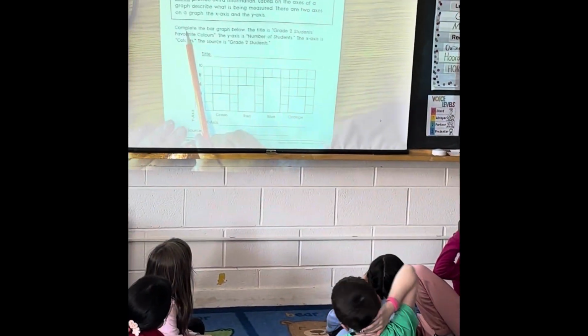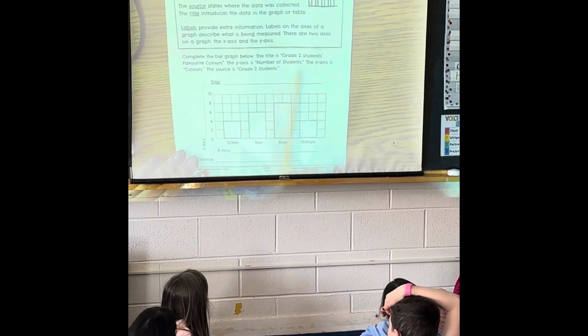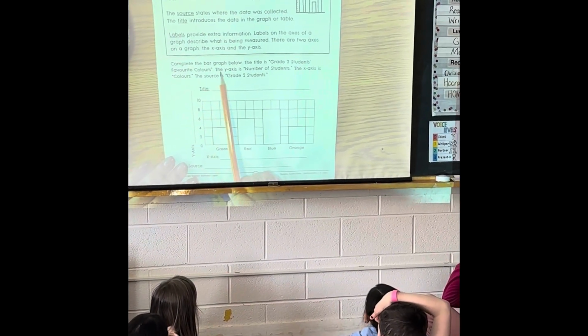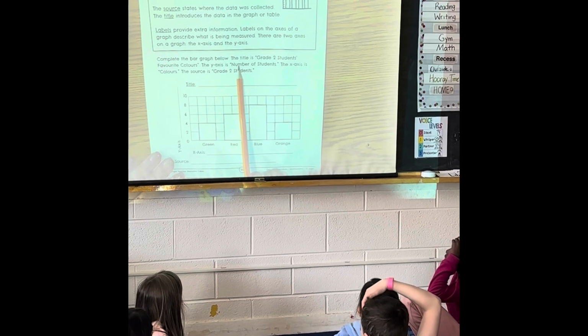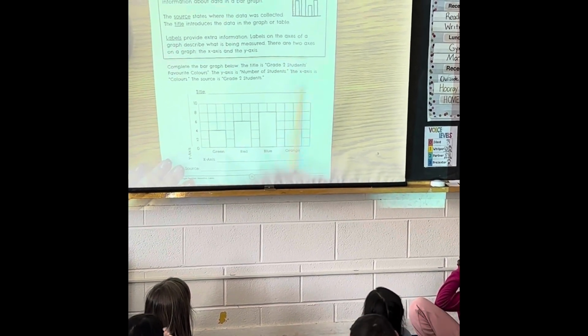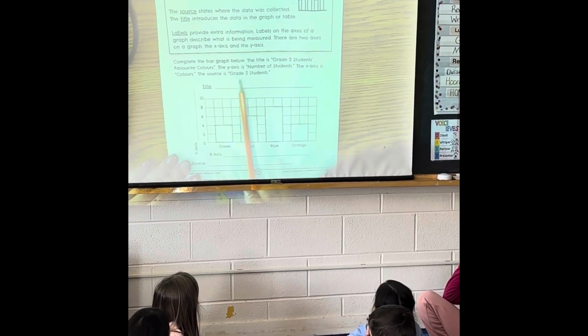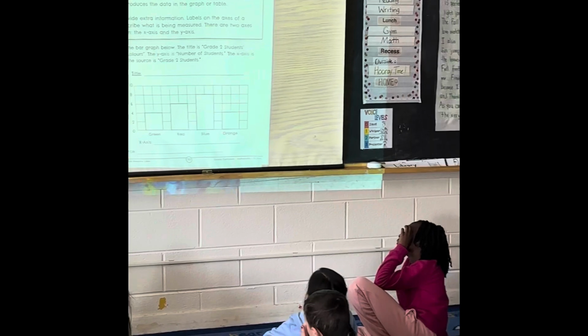Clara. Complete the bar graph below. The title is Grade 2 Students' Favorite Colors. The y-axis is number of students. The x-axis is colors. The source is Grade 2 students. Okay, so based on what Clara just said, who can tell me what the title of this bar graph down here is?